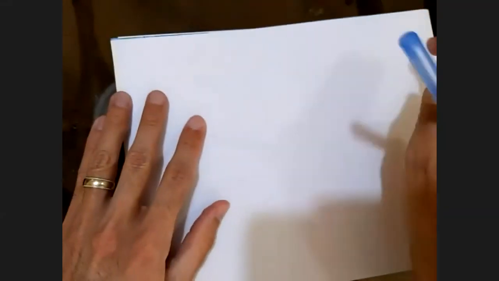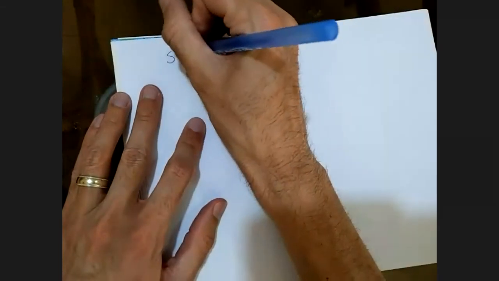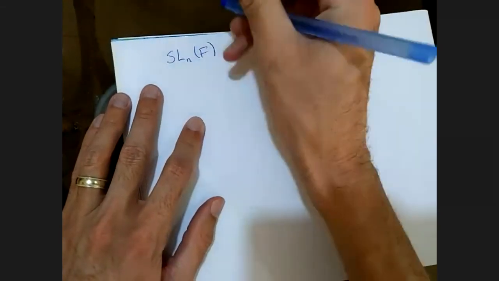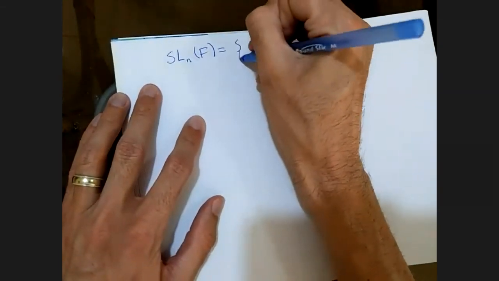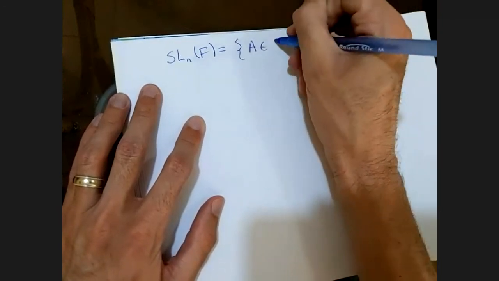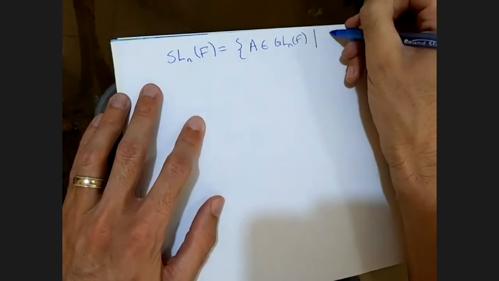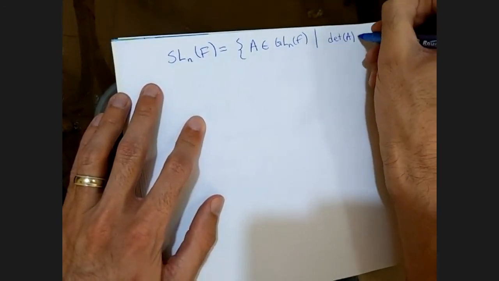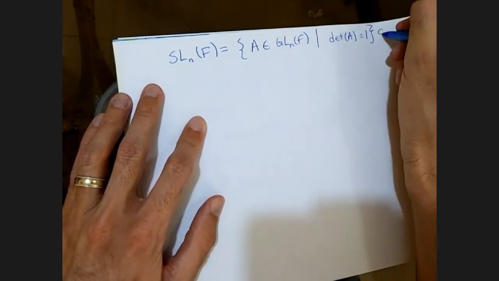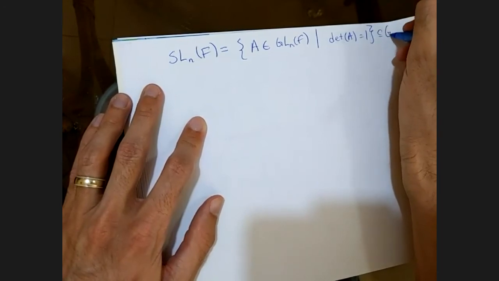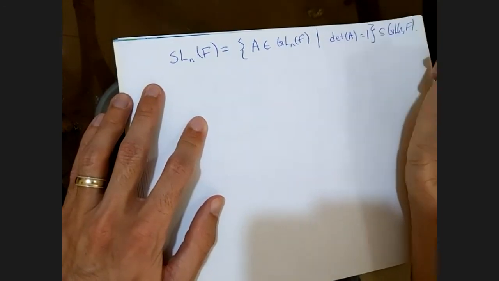And then a nice subgroup of GL n. We have the subgroup SL n to be those matrices A such that the determinant of A equals 1. This sits inside GL n.